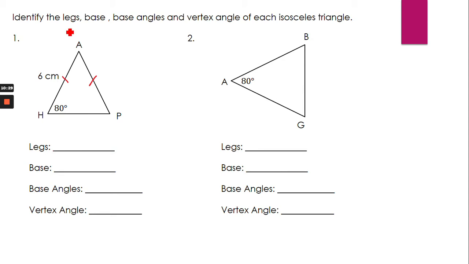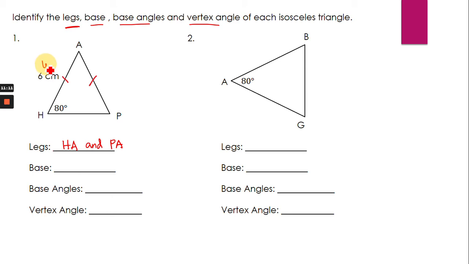Let us identify the legs, base angles, and the vertex angle of the following isosceles triangle. So let us have triangle HAP. Based on the markings, this HA is equal or congruent to PA, right? So therefore, HA and PA are the legs. So let us write here, the legs are HA and PA. Those are the legs. Now what is the base? The base will be HP.